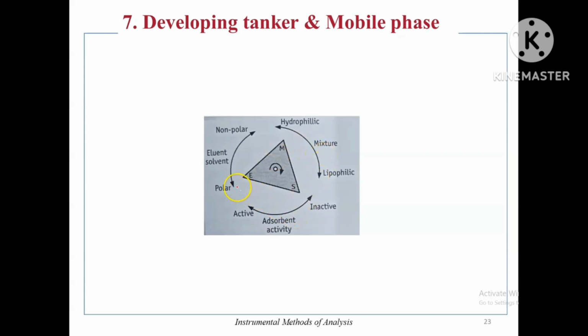As the name itself indicates, the triangle consists of three corners. The first corner of the triangle represents the mixture to be separated. The mixture to be separated can be a hydrophilic mixture or a lipophilic mixture. The second corner of the triangle represents the stationary phase. It represents the adsorbent activity. The adsorbent activity can be inactive or active. The third corner of the triangle represents the eluent. Eluent is nothing but the mobile phase. The mobile phase nature can be polar or non-polar.